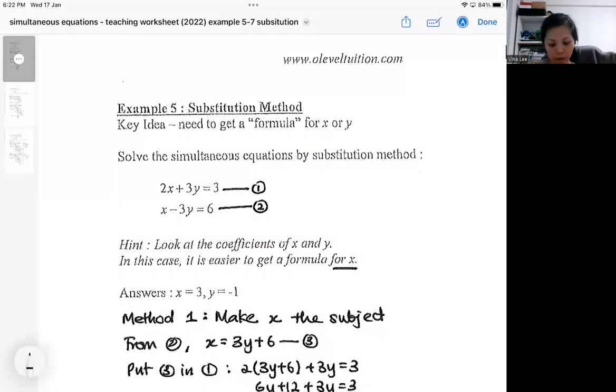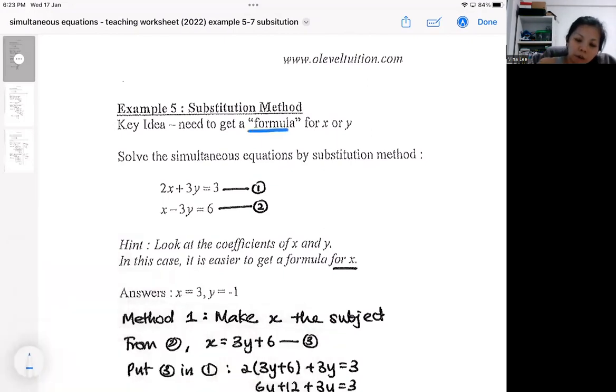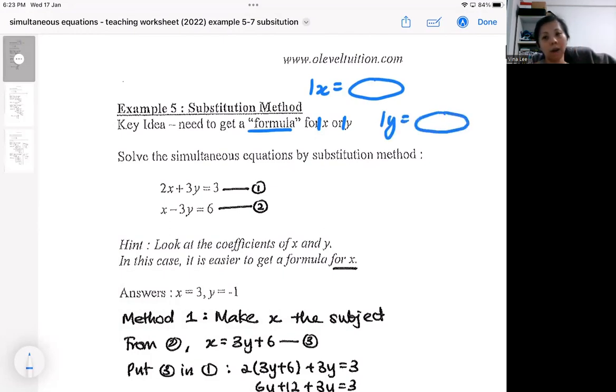Okay, so I'm going to be showing you the substitution method in simultaneous equations. By the idea of substitution, you need a formula. You need a formula for 1x or 1y. So meaning I need a formula for 1x or I need a formula for 1y. It has to be 1x and it has to be 1y. We are not going to accept something like 2x, 3y. So we strictly go for 1x and 1y.